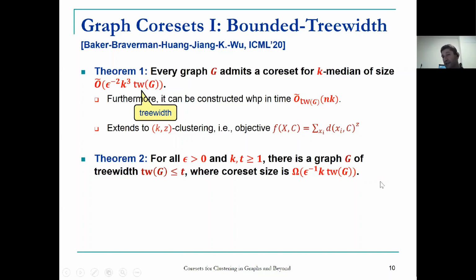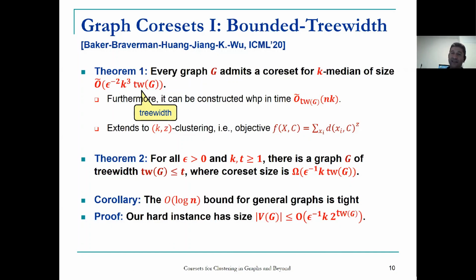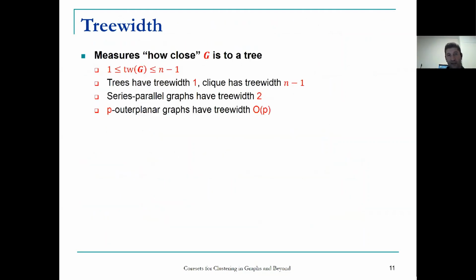So one reason it's interesting is that it shows that you cannot get completely independent of the graph, right? Because this tree width parameter can be larger and larger. And indeed, if you look at our proof, the size of our graph is actually 2 to the tree width. So if the size n is like 2 to the tree width, you could translate the parameters, and it really shows that for graphs of size n, there is a lower bound of omega log n. Right? So the coreset size must be omega log n, just because of the way we construct it, the size of the graph is only 2 to the tree width.